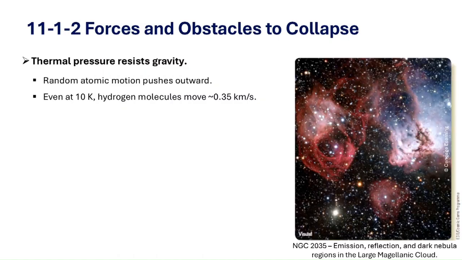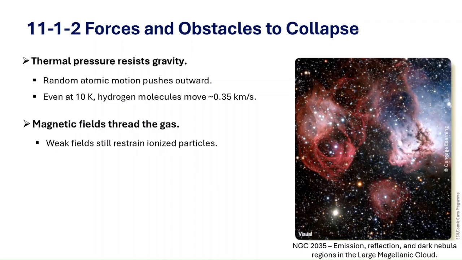Now here, look at NGC 2035 again. Focus on dark dense regions. So these are areas where thermal pressure is just one of the factors resisting collapse. So gravity has to overcome this outward push for a dense core to form.